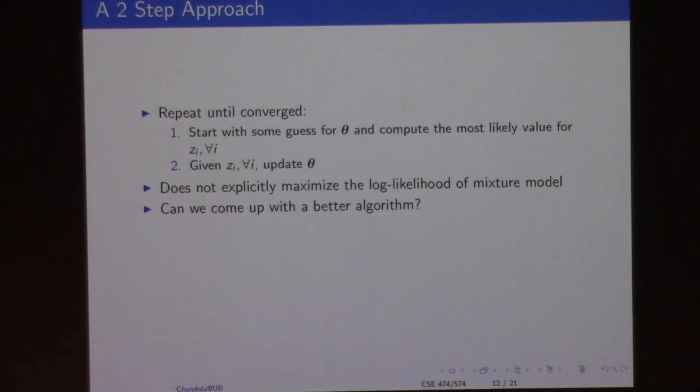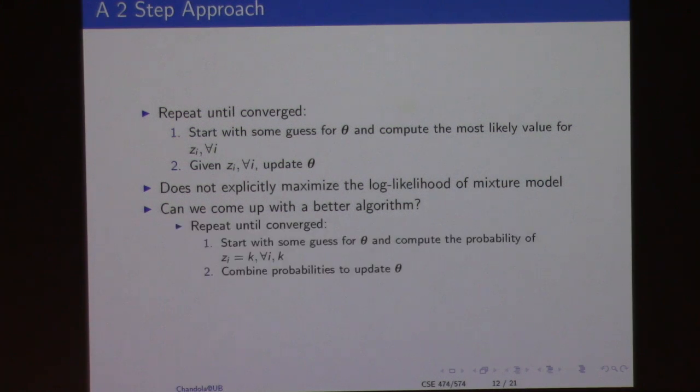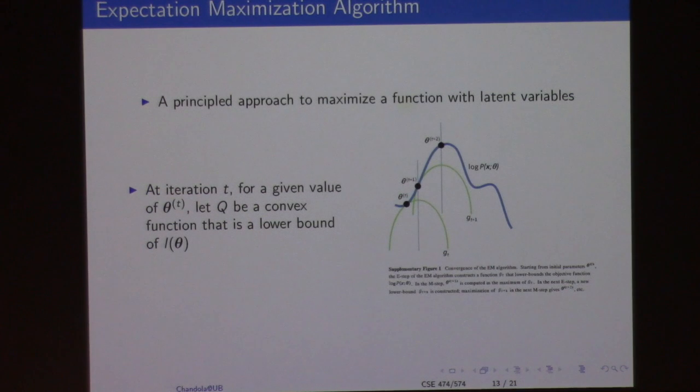So the idea is that instead of assigning one point to one mixture component by looking at whichever is larger, can we work with the probabilities to go and find the optimal solution? At every step we are able to compute the probability distribution over zi equal to 1 or 2, and then we combine these probabilities to update our theta. So that is how expectation maximization works. It's a principled approach to maximize any function with latent variables.